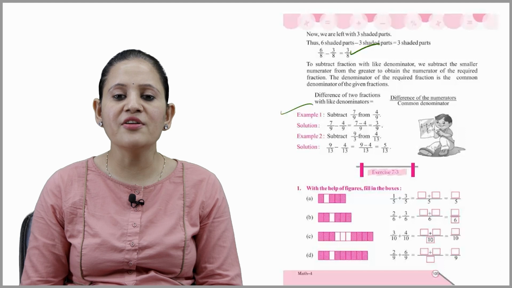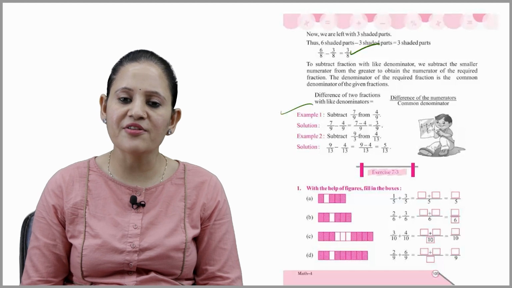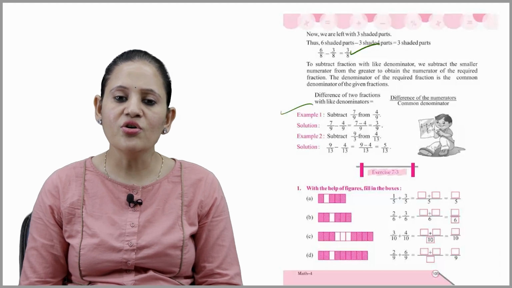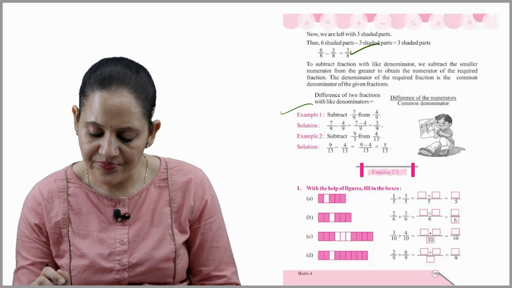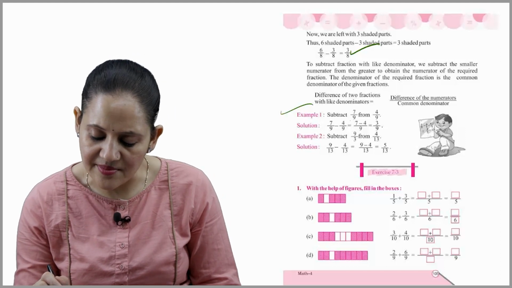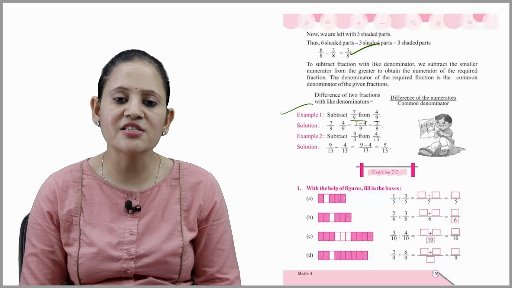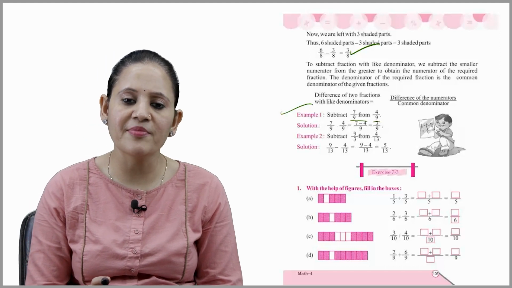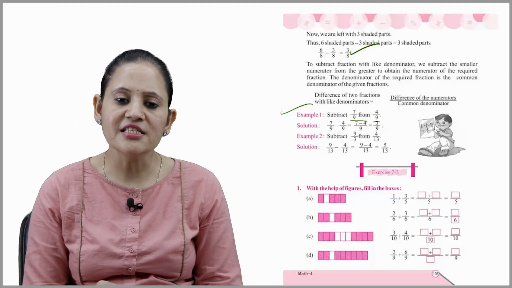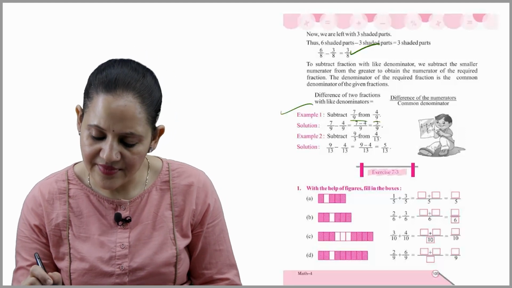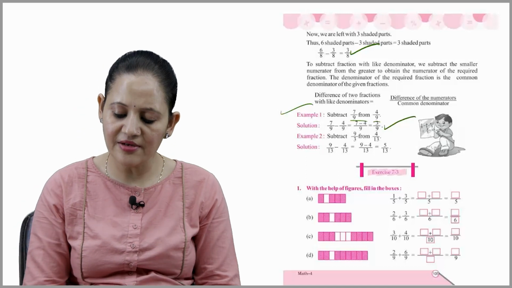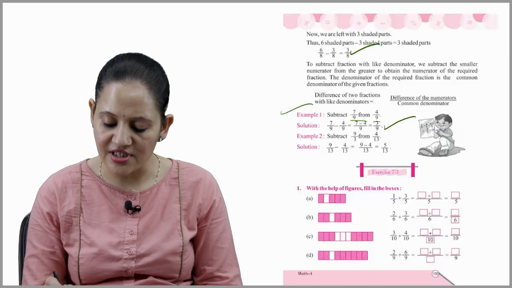Subtract 4 by 9 from 7 by 9. 7 by 9 में से 4 by 9 subtract करना है. So what we'll do here? Denominator दोनों में same है. That means they are like fractions. So simply we'll subtract the numerators. 7 minus 4, that is 3. So क्या आ जाएगा, 3 by 9. Clear? Next is exercise 7.3.